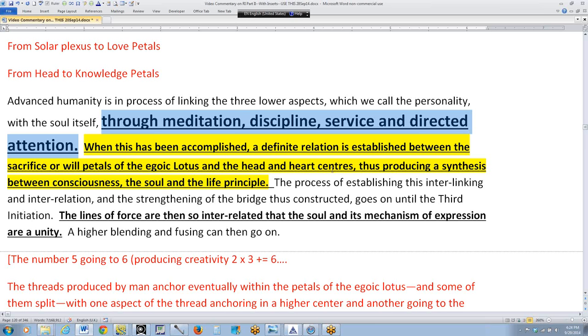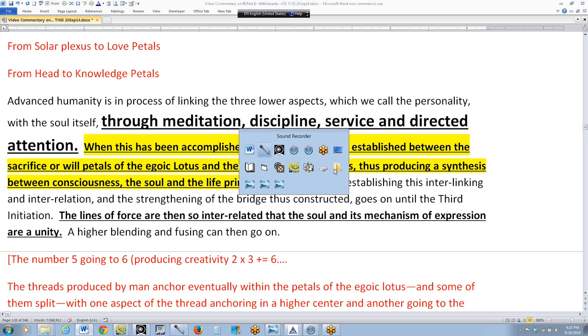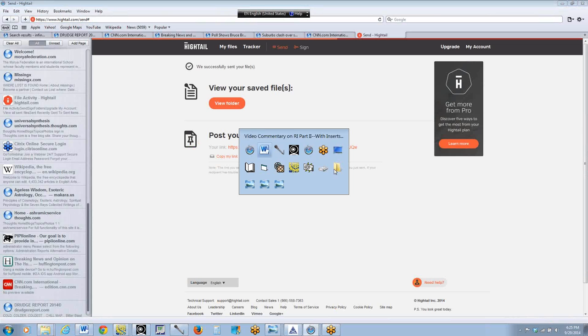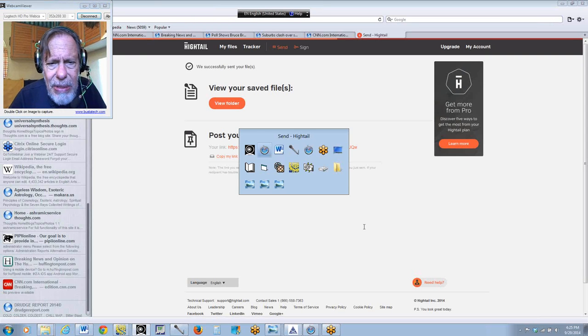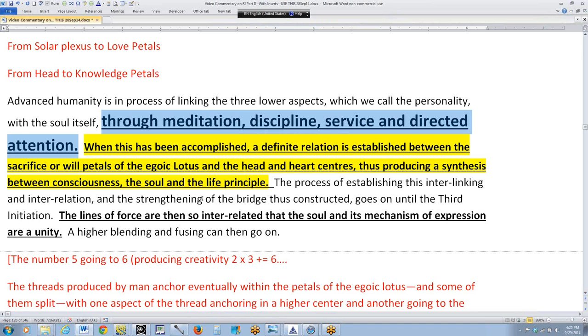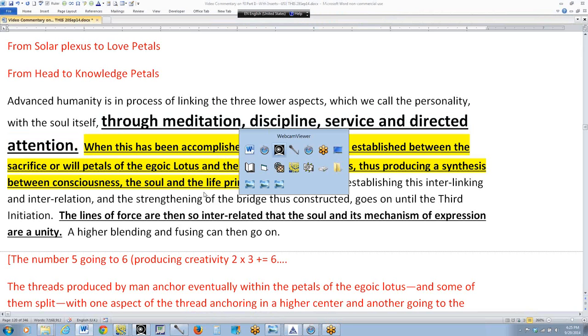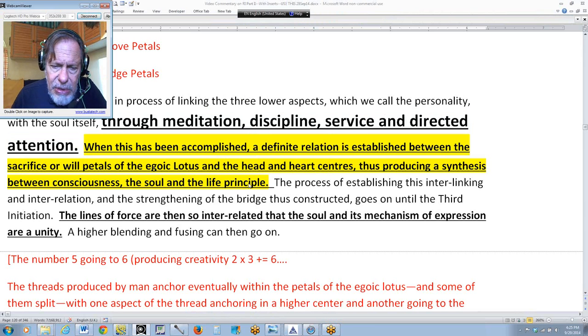Okay, so the sacrifice petals then are also involved. We've seen the knowledge petals involved from the head, the thread from the head. We've seen the love petals involved with the thread from the solar plexus. And on the way towards these petals, they have to pass through the other vehicles.